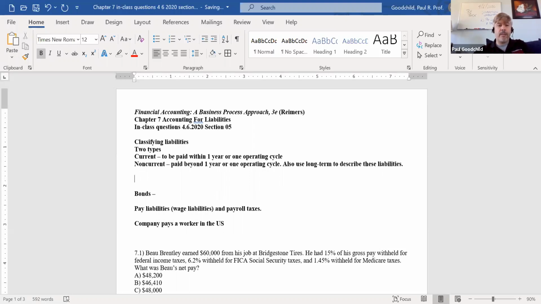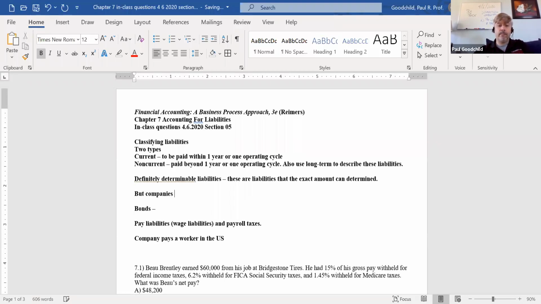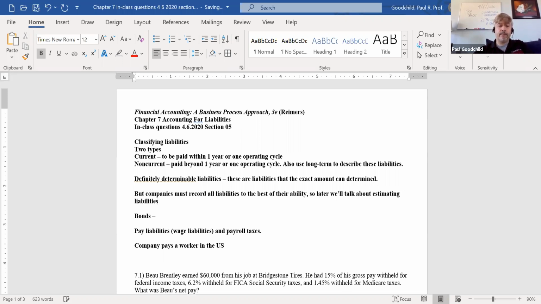Now, initially we're going to be talking about definitely determinable. And these are liabilities that the exact amount can be determined. But companies must record all liabilities to the best of their ability. So later we'll talk about estimates that are not definitely determinable.